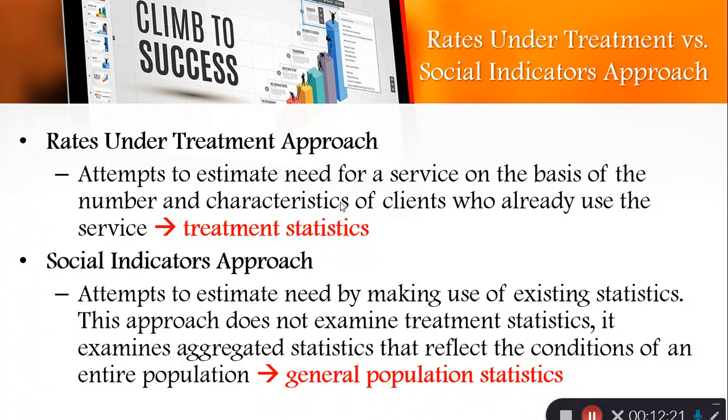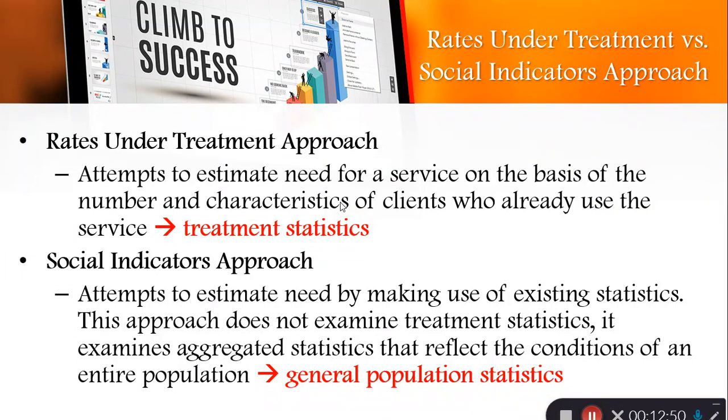And so the type of statistics yielded within this approach is called treatment statistics. By contrast, the social indicators approach attempts to estimate need by making use of existing statistics. This approach does not examine treatment statistics; it examines aggregated statistics that reflect the conditions of an entire population. So these statistics are referred to as general population statistics.